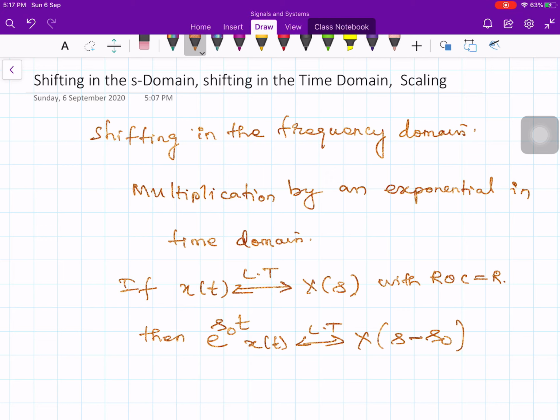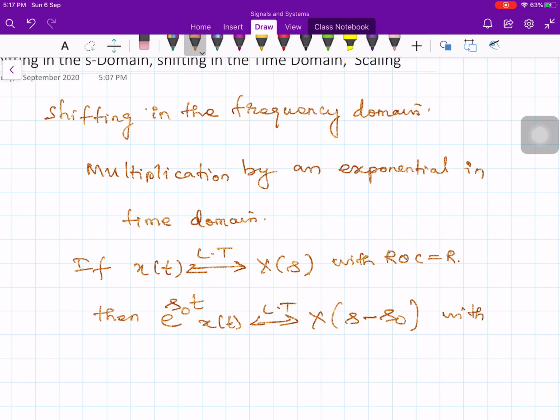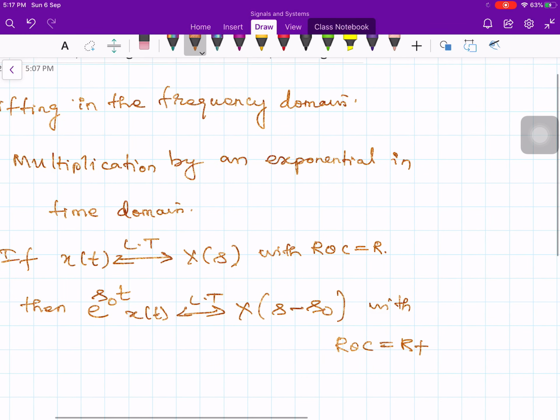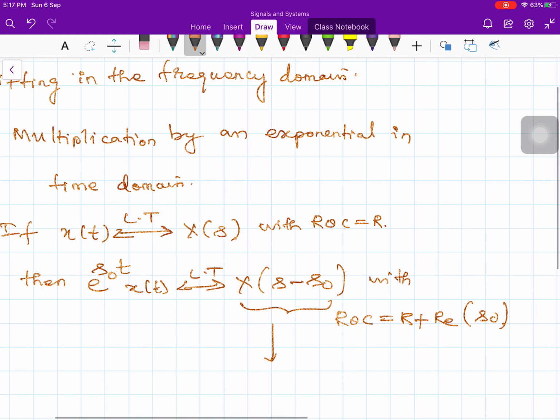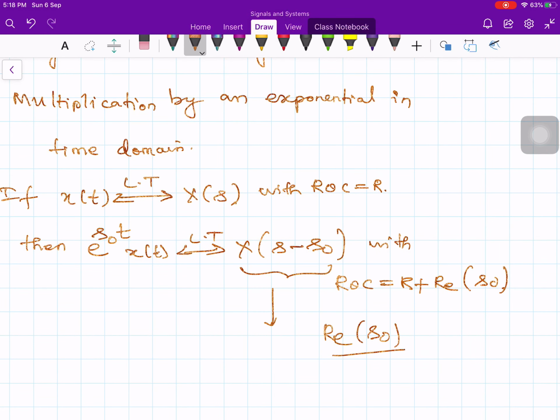Okay, so now the ROC will be R plus real of s naught. This s naught can be a real constant or it can be a complex constant. Therefore, we will write real of s naught. That is the ROC associated with x of s minus s naught is that of x of s shifted by how much amount? Real of s naught amount it is shifted. Thus for any value s that is in R, now the value of s plus real of s naught will be in R1. Let me call this whole thing R1.